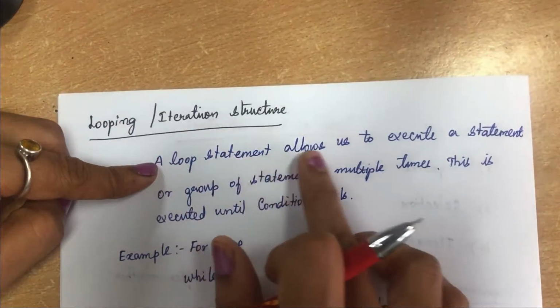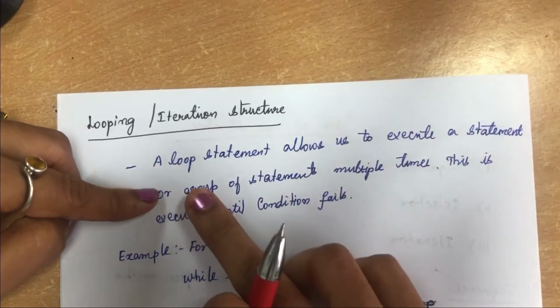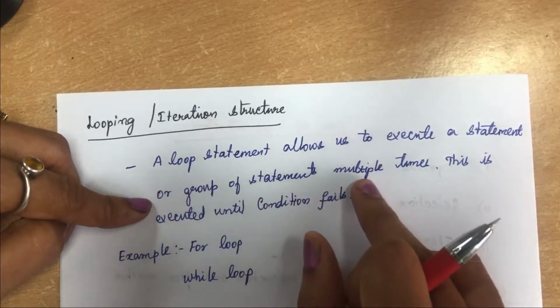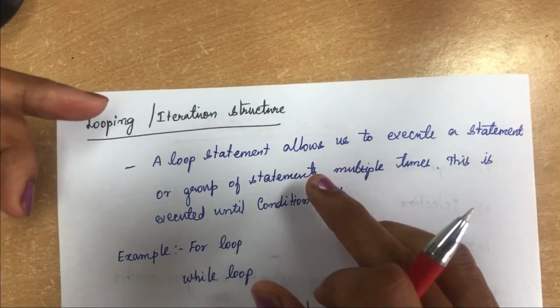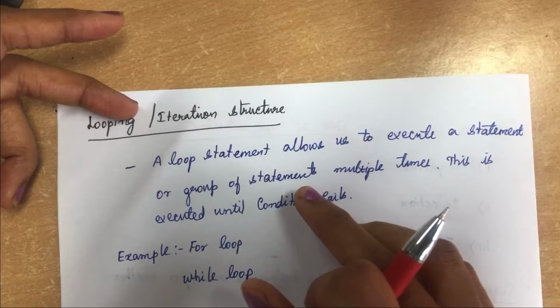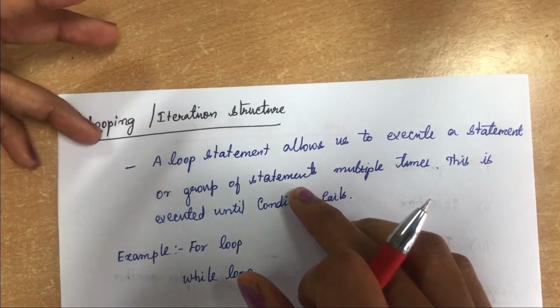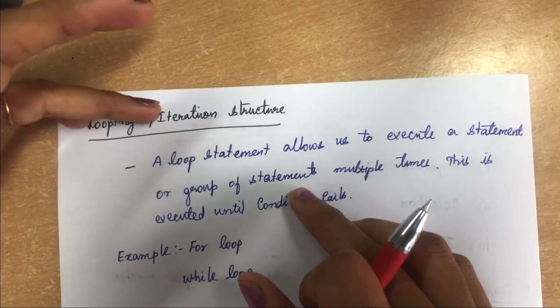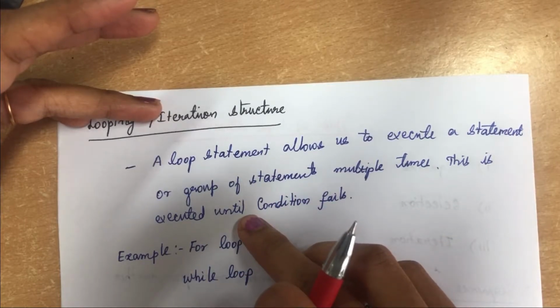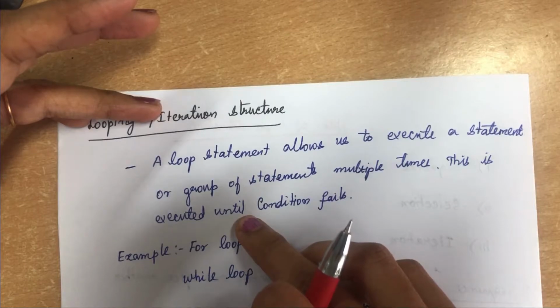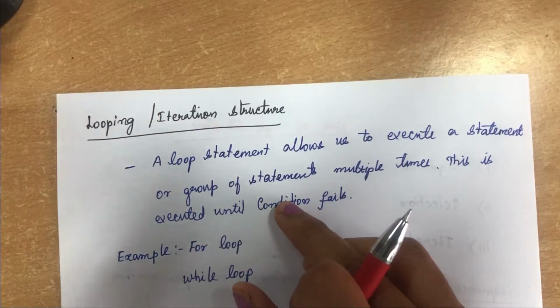A loop statement allows us to execute a statement or group of statements multiple times. So when you want to execute some set of statements multiple times, then you can use this looping structure in your program. Looping and iteration both mean the same. So when will the looping stop? The looping will stop when the condition fails. Okay, that is your looping.